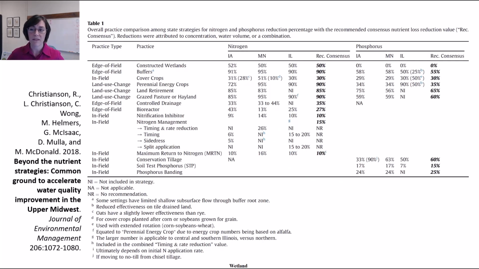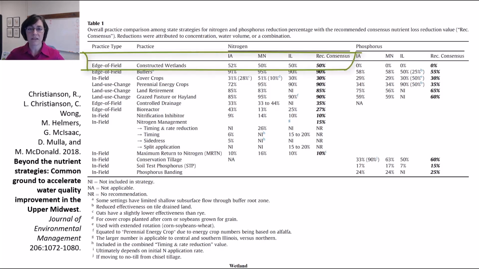Wetlands are an extremely effective practice for nitrogen loss reduction. They're one of our most effective, consistent practices for nitrogen loss reduction, and you see that consistency reflected in the values from the Iowa, Minnesota, and Illinois nutrient strategies here in this table.